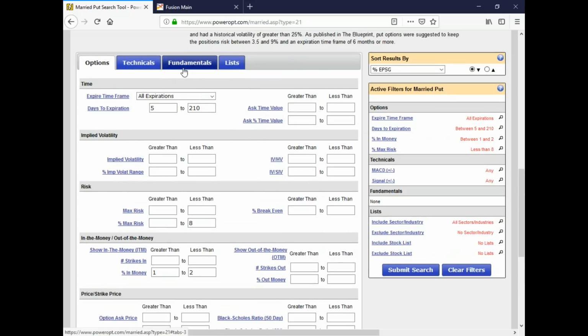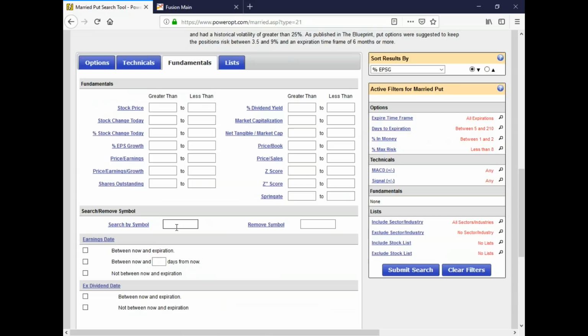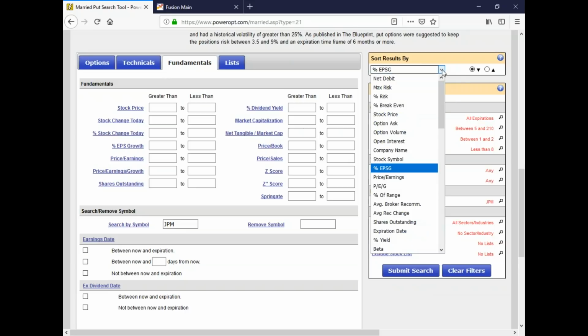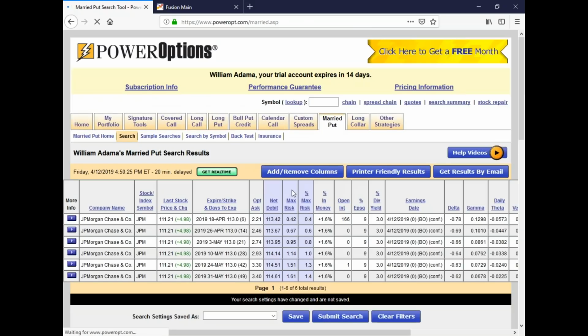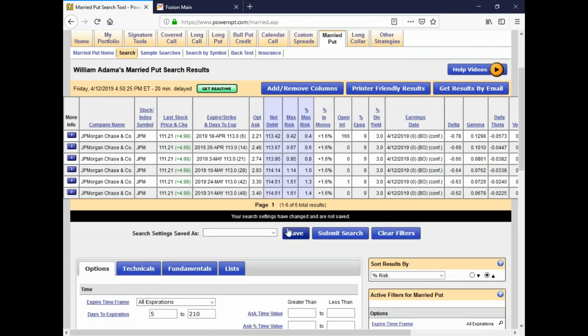And all I'm going to do now is I'm going to go to the fundamentals. I'm just going to type in JP Morgan. Okay. And yeah, I need to change the sort. I want to change it from maximum risk from lowest to highest. Oh, percent maximum risk, lowest to highest. All right. Okay, so what have I got for you?